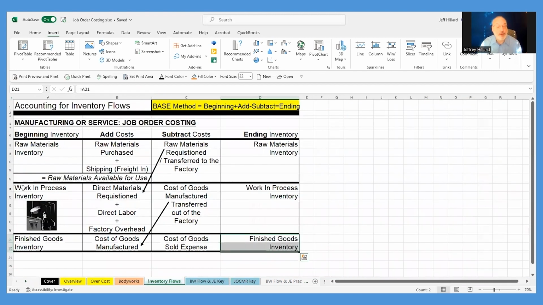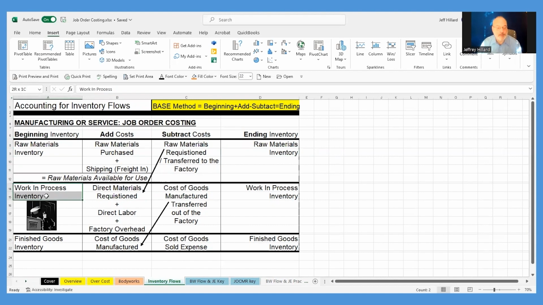Here's a brief review of the BASE method: beginning inventory plus what you add, which in raw materials is purchases, minus what you subtract. And remember, we subtract it from the raw materials warehouse and it becomes direct materials. And then what's left is ending inventory. So it's beginning plus add minus subtract equals end.